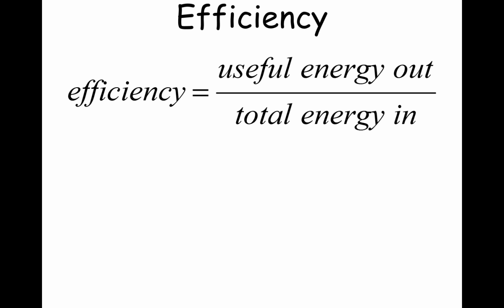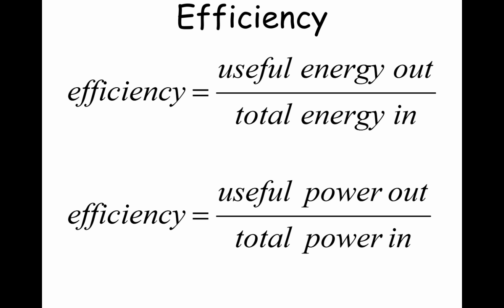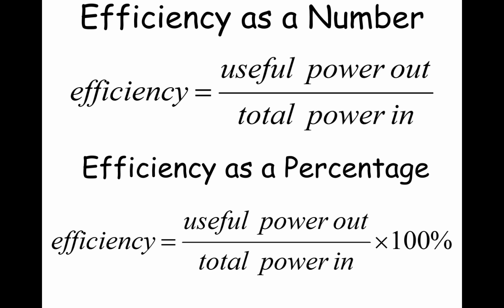But since power is equal to energy per unit time, we can actually have a similar equation where we simply replace the word energy for the word power, and we have that efficiency is equal to useful power out divided by total power in. Remembering that efficiency as a number is simply useful power out divided by total power in, and this will give you a number less than 1.